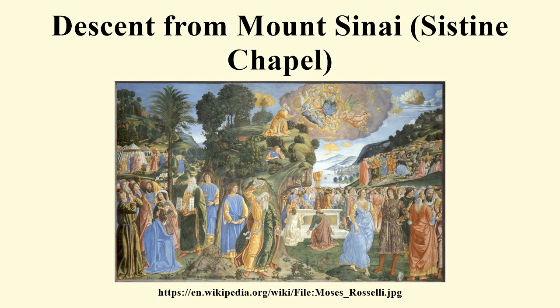On the right background is the punishment of the idolatrous and the receiving of the new tables. Joshua, in the blue and yellow, appears with Moses.